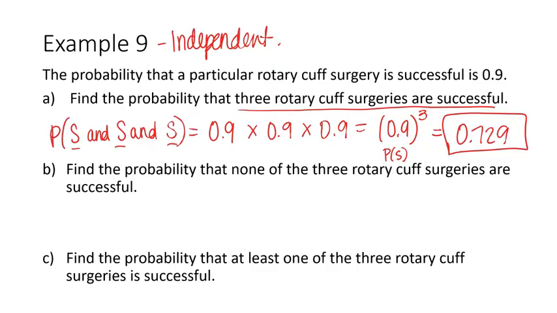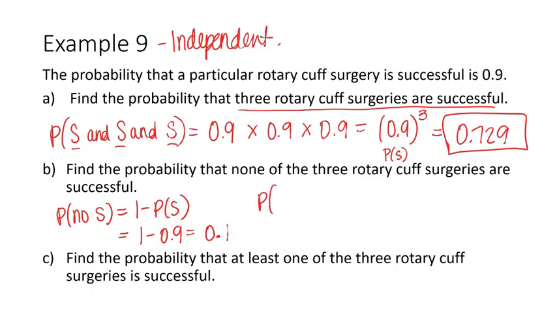Find the probability that none of them are successful. If we wanted the probability of no success, then you have to use the complement rule. Remember from our previous lesson, the probability of no success is 1 minus the probability of success, 0.1.